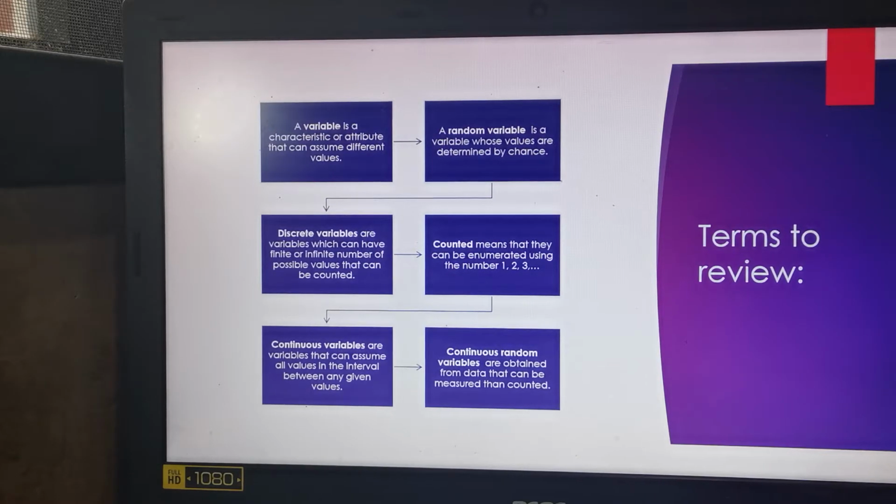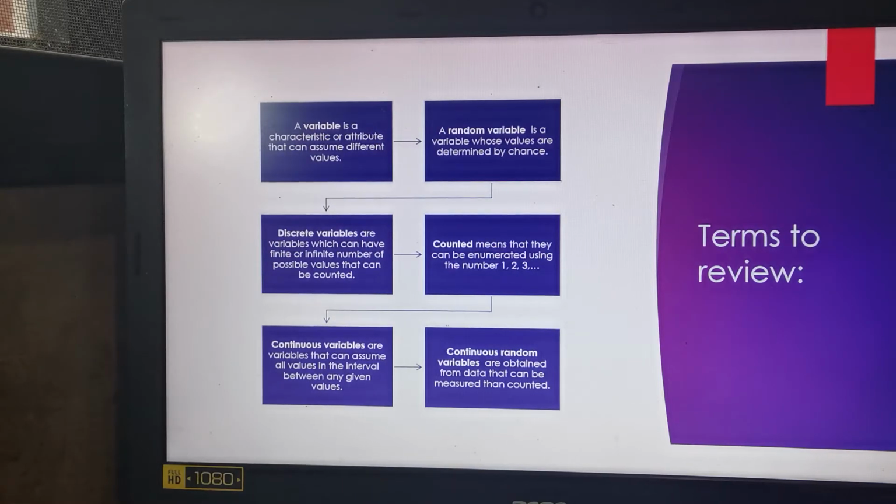So when we say continuous random variables, these are obtained from data that can be measured. They are measured, not counted. For example, sugar. Are you counting the grains of sugar? Of course not. They are measured. So sugar is a continuous variable. What else? Distance, volume, area, length. What else? Time, temperature. Those are continuous variables since they are measured rather than counted, right?